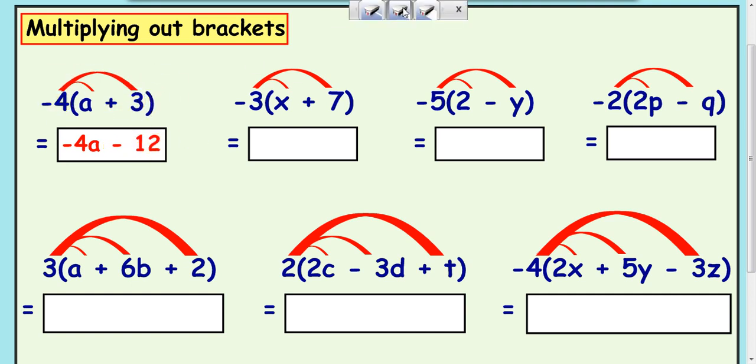Okay, on to the next one. Negative 3 times x, that's a negative times a positive, which is negative 3x. And negative 3 times positive 7, just write it as a takeaway. It's the easiest way to do it. Negative 5 times 2 is negative 10. And in this case, we've got negative 5 times negative y. That's the way you look at this. That's a negative y. And that's going to give you a plus 5y.